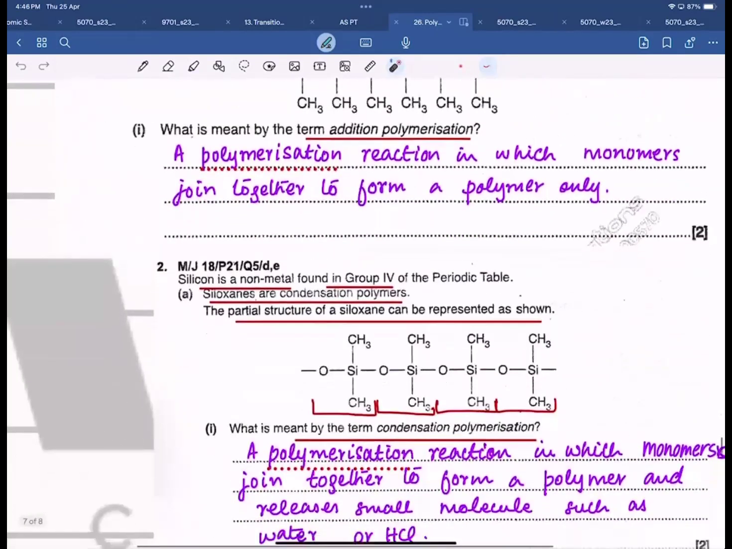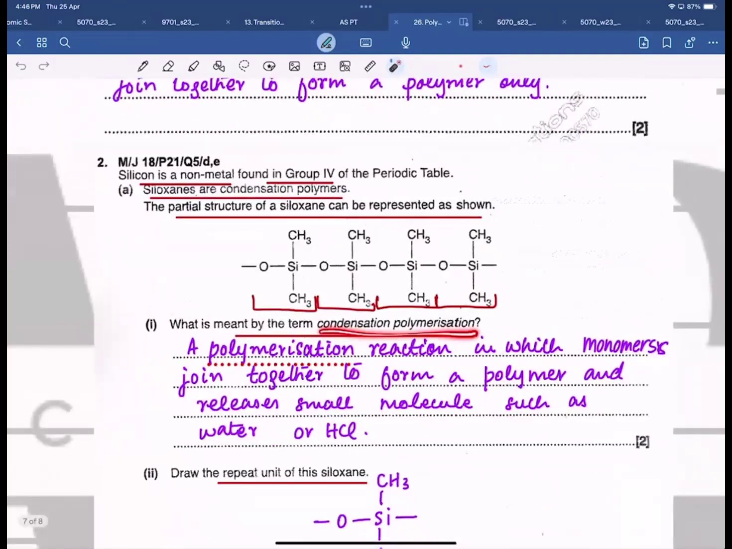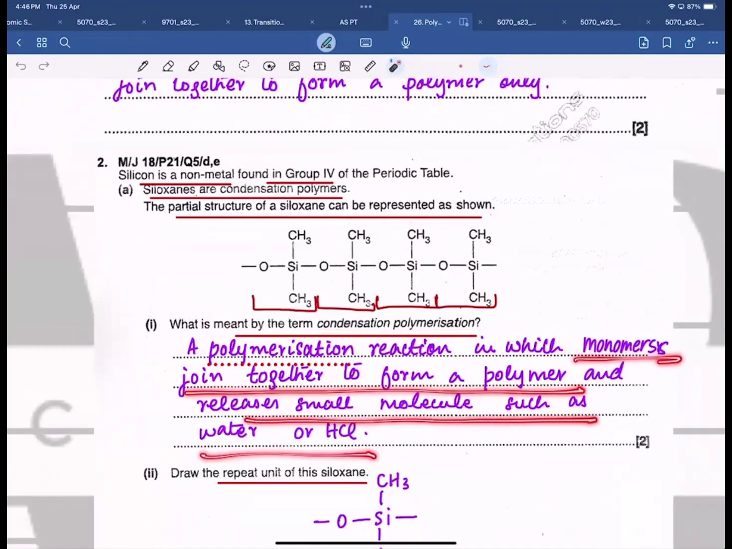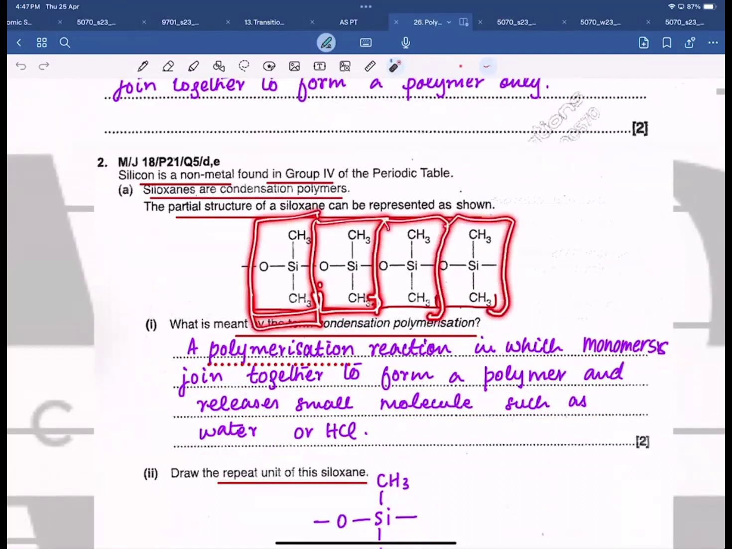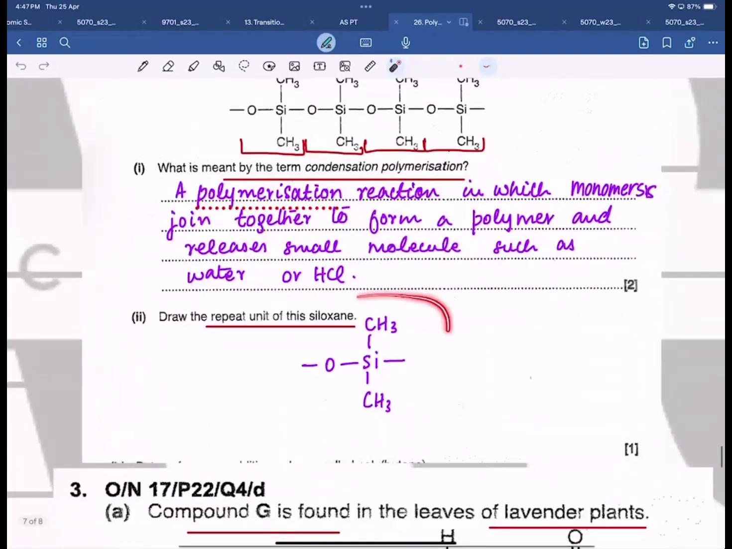Now they ask you about condensation polymer. It is a polymerization reaction in which monomers join together to form a polymer and release small molecules such as water or HCl. Now they have asked you to draw one repeat unit. If you see, this whole thing is a repeat unit, and here it's repeated again. We just confirm what the repeat unit is, and we put this repeat unit over here.